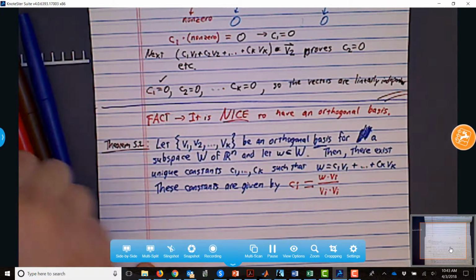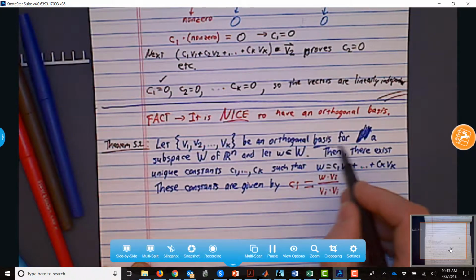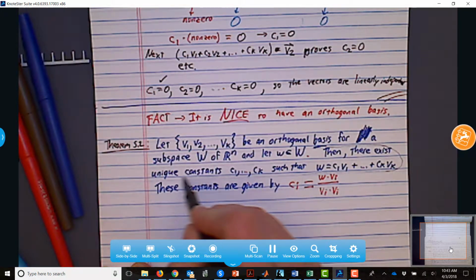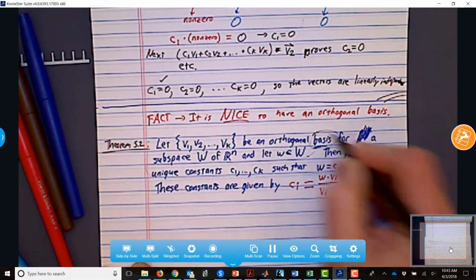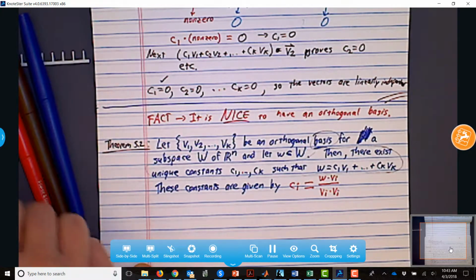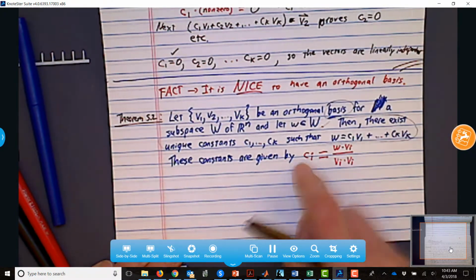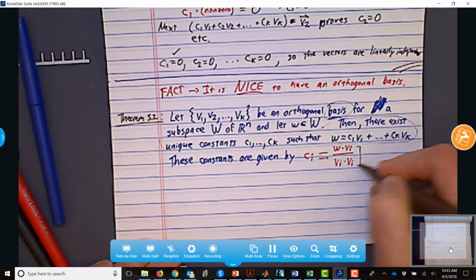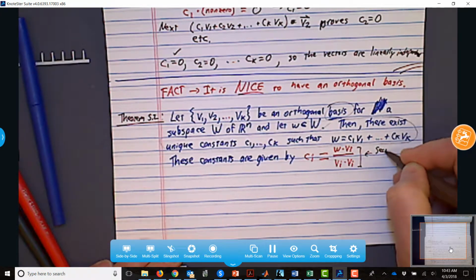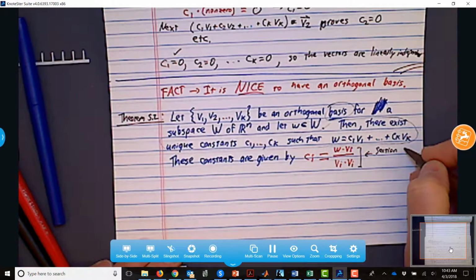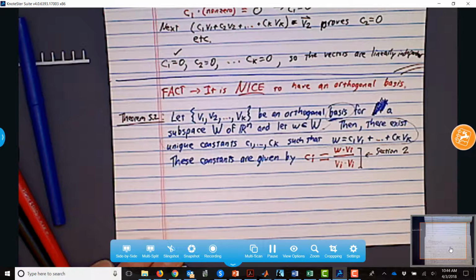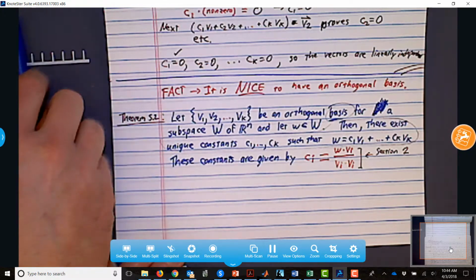So as far as the proof goes, again, the first part, that's just because it's a basis, right? It's the second part that might take a little tiny bit of work here. And it's also the second part that's really useful. As a matter of fact, this is what section 2 is all about. So what you're going to read for next Monday is all about this whole idea. Finding these constants. But anyways, let's do a little proof.